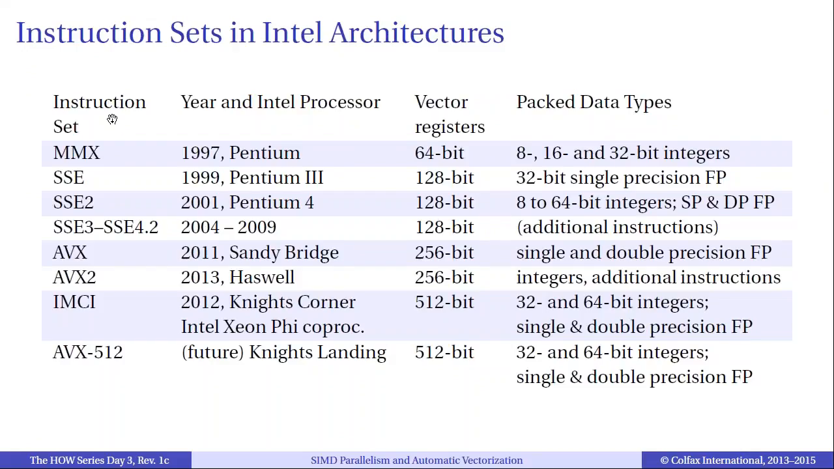And this table summarizes vector instruction sets available in Intel processors. So vectorization was a big deal in the 1970s with Cray computers. And when personal computers first appeared, vectorization was not a word. So if you started learning programming in the early 1990s, probably vectorization was never discussed.